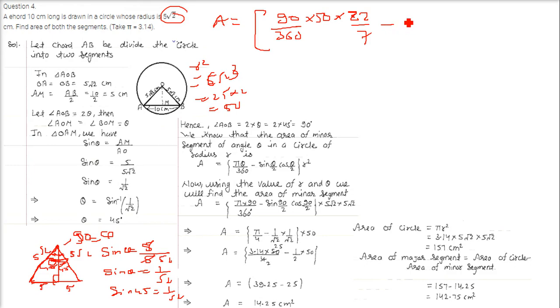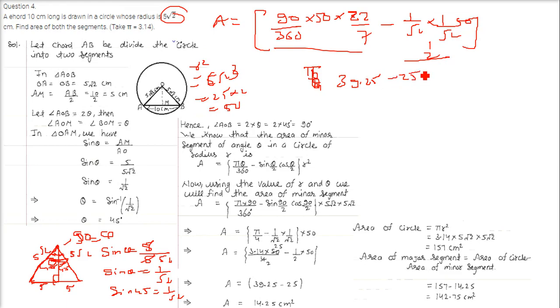This is done. Now coming to sin theta by 2, cos theta by 2, theta is 90. Sin 90 by 2, that is sin 45. And cos will be the same, cos 45. So it will be 1 by root 2 into 1 by root 2, which eventually comes to be 1 by 2. So when you solve it, this will be pi by 4 and let me directly write the value. This one will be 39.25 and of course your 50 is inside. So you get 50 by 2 minus 25. So you get 14.25. And this is the area of the minor segment, this segment.